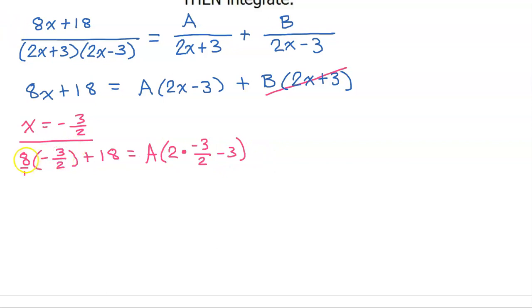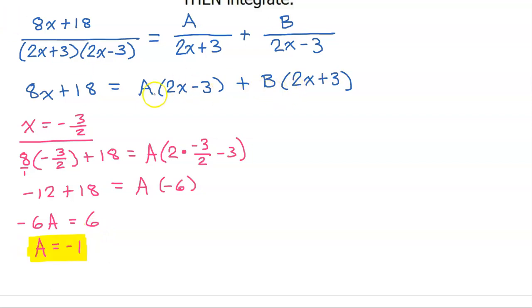Negative 3 times 8 is negative 24. Divided by 2 is negative 12. So we have negative 12 plus 18 is equal to a times. The 2's cancel each other out, and we just have negative 3 minus 3, which is negative 6. In other words, we have negative 6a is equal to 6. Dividing both sides by negative 6 gives us a equals negative 1.